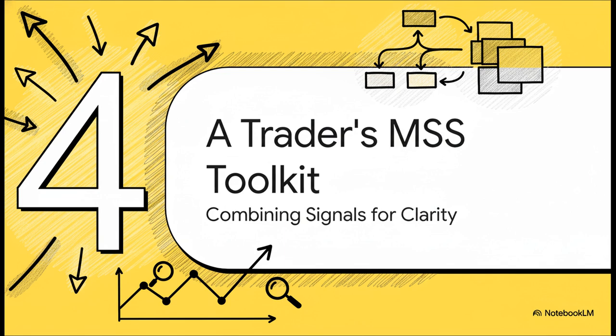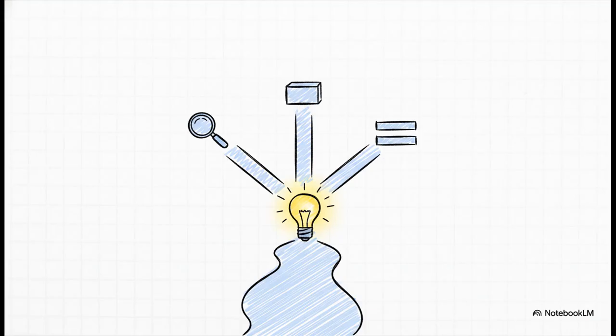A concept traders call Confluence. See, an MSS by itself is just a clue, but when that clue shows up at a place on the chart that's already important for other reasons, well, its reliability goes through the roof. That's why smart traders almost never act on just one signal. They build a case. They look for a cluster of evidence all pointing to the same thing.